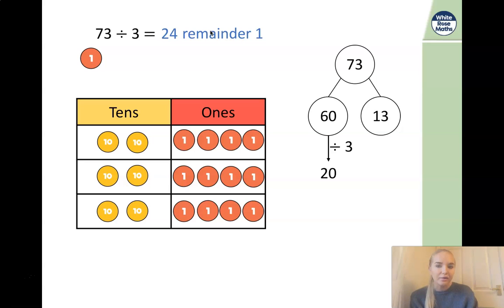And we found that out. And then we can try and divide 13 by 3. Now we know that 3 does not go into 13 equally. It goes into 13 4 times, but with a remainder of 1. And that is how we have found our answer.